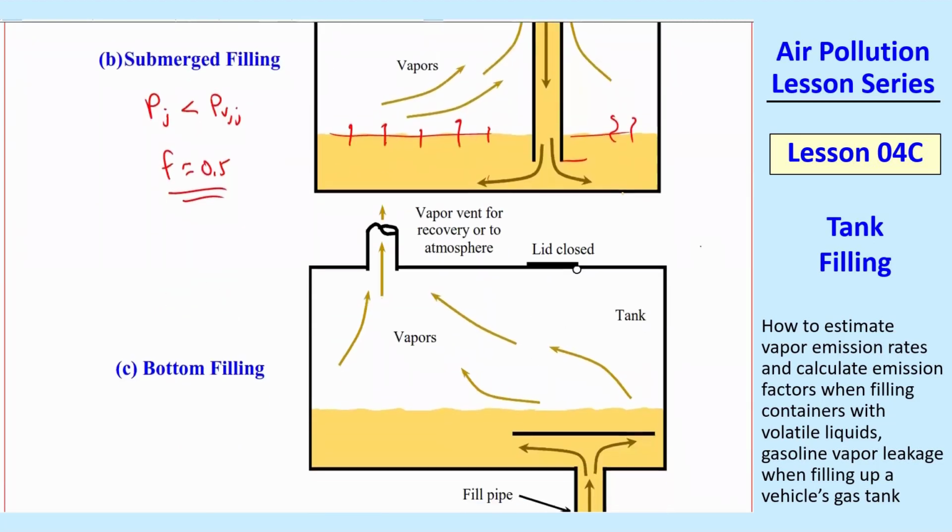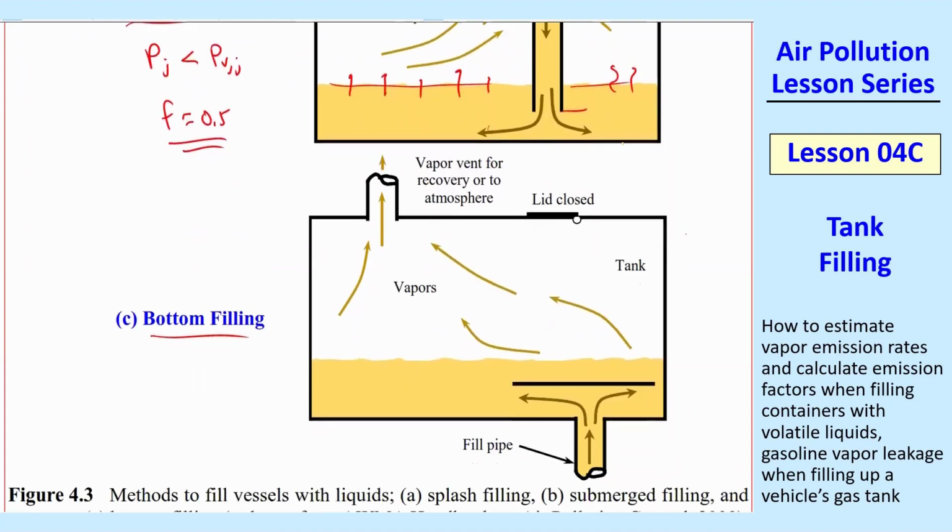Or you can do a similar thing that's called bottom filling. So this was called submerged filling. Bottom filling is the same kind of thing where you're putting it in from the bottom. Now it goes into a baffle and just spreads out. And so once it reaches past this level, it's basically just liquid that's moving up like a piston and slowly evaporating. And so again, P_j is less than PV_j and F is typically around a half or so.